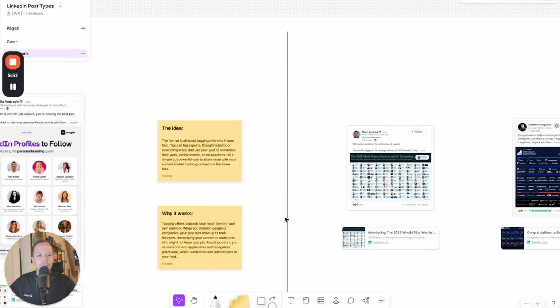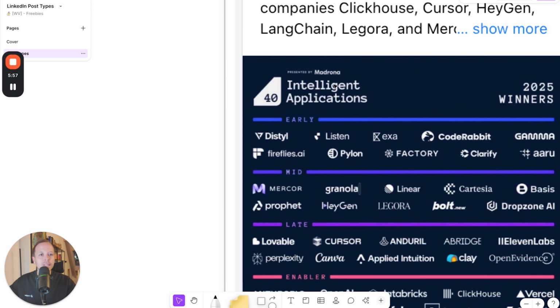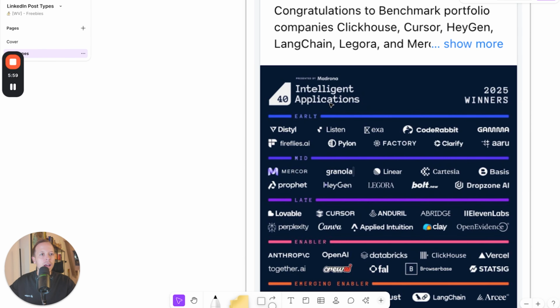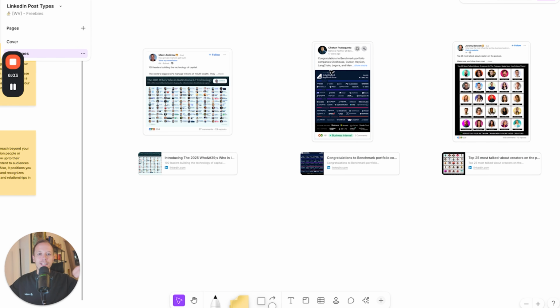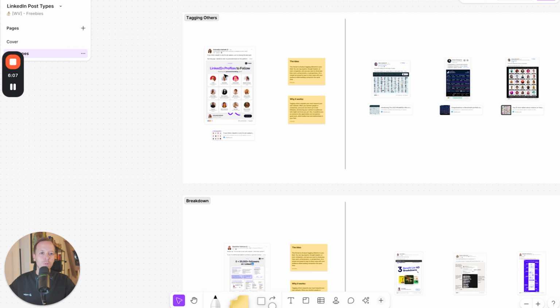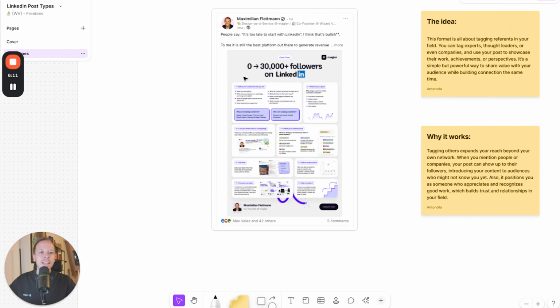And it's the same if you're doing it for companies. So here, for example, companies in the, I don't even know what that is, benchmark portfolio companies. Same logic, tagging people, tagging companies, they will share it, they will comment, and then the reach will be bigger. So working super well.